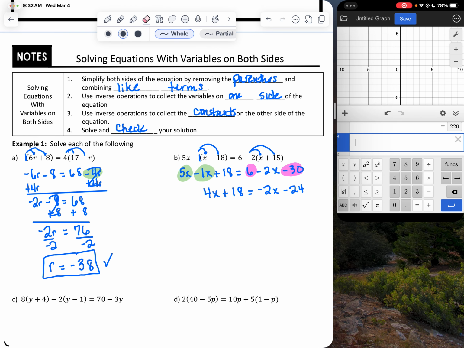So again, I start on the right side with my variable, and I use inverse operations to move it to the other side. So the opposite of negative 2x is positive 2x. So 4x plus 2x gives me 6x plus 18 equals, this zeroes out, and I'm left with negative 24. Don't forget that negative. All right, now I have just a two-step equation to solve, so we're just going to subtract the 18 and divide by 6.